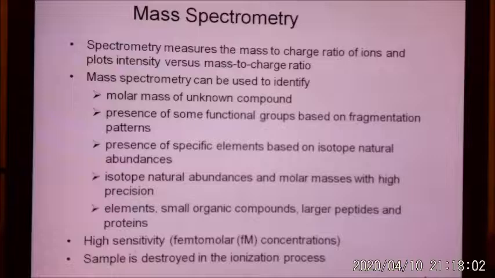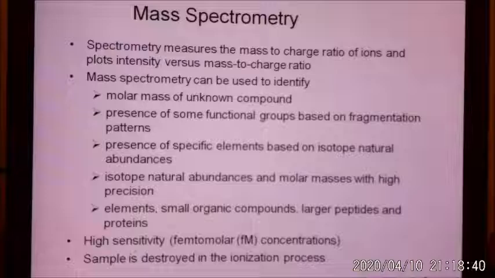When we look at specific elements, we can look at their natural abundance of isotopes, so that's proven to be very useful. With high resolution and high precision, we can look at the natural abundances of isotopes, which is how we calculate what occurs naturally and get our atomic weight for the periodic table. With the molar masses, because it's high resolution, we can distinguish between several different molecular formulas and know which one we're looking at. Also, it has no size limitations.